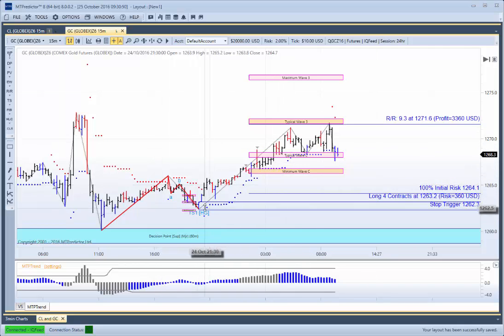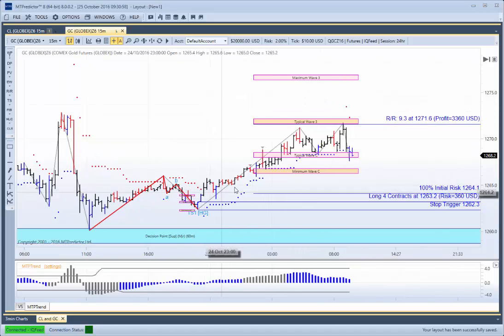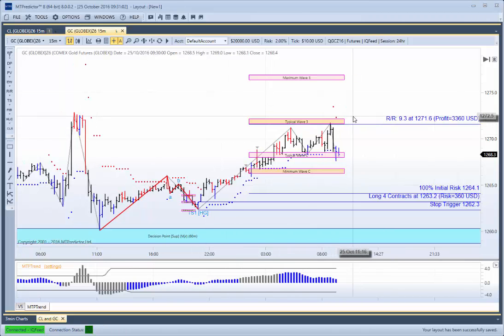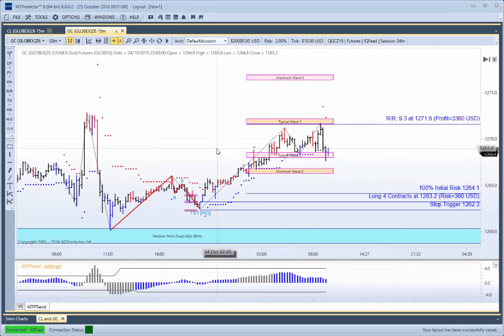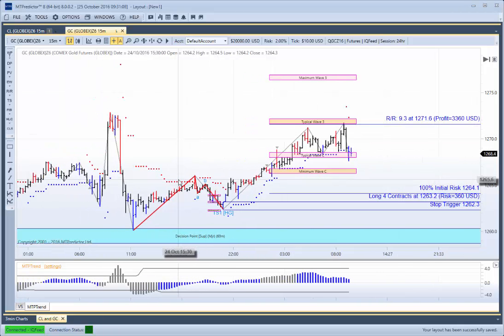So as we've seen already, we get into the trade here for an initial risk of $360, 2% of a sample $20,000 account, and then we're looking to go to the typical wave 3 WPT, which, as you can see, has just tagged that, where the profit would have been approximately 9 times the initial risk. So a great example of the MTPredictor Holy Grail trade setup unfolding on gold this morning here, and as such a great trade there.